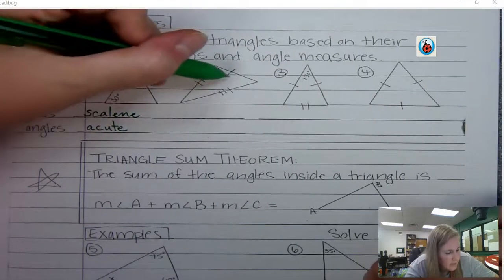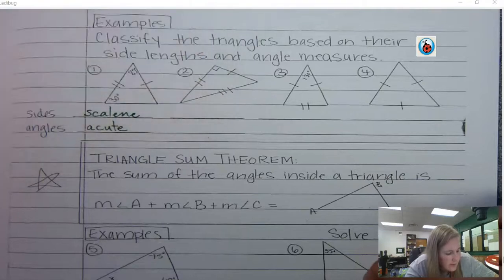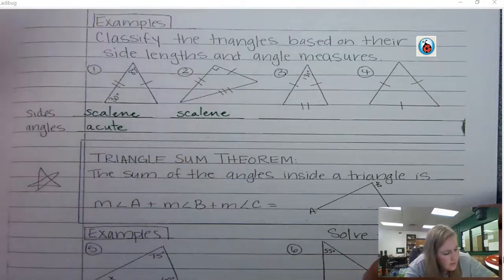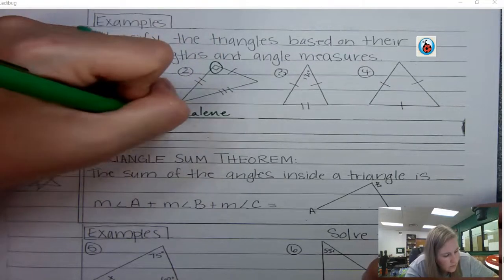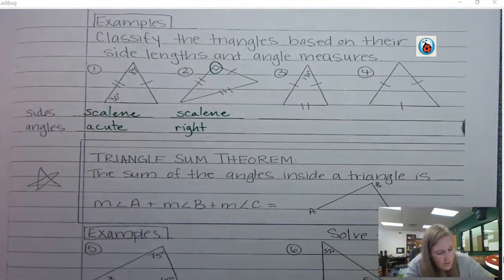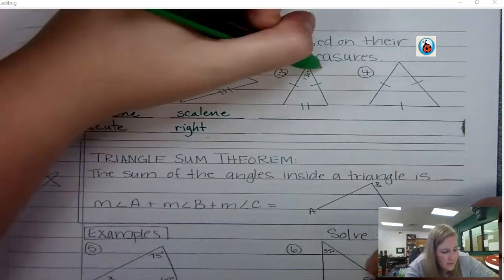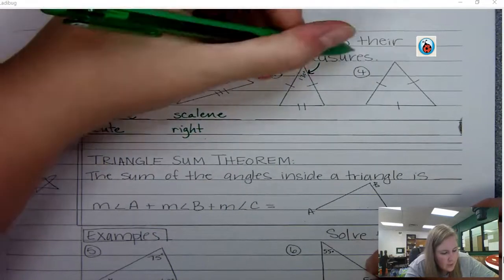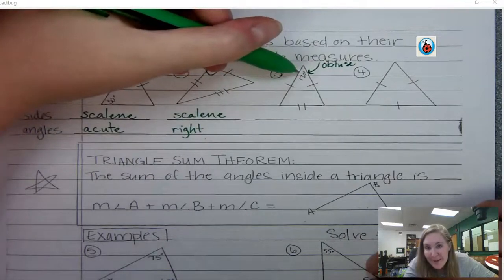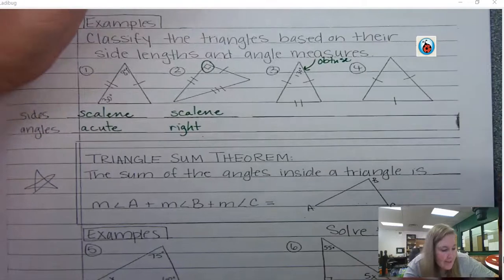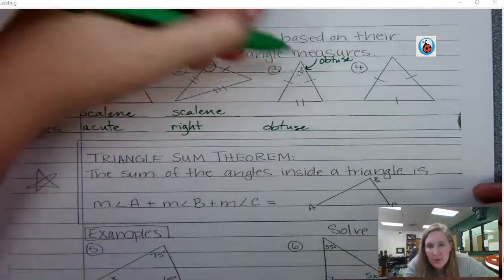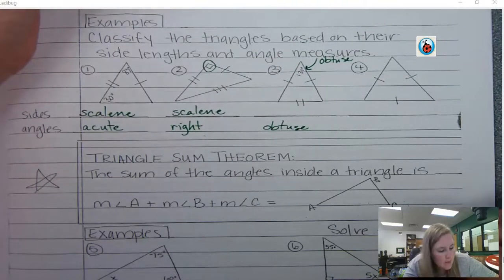Alright, right here, they all have different side lengths again. So this will again be scalene. And then we see this right angle. So it's a right triangle. This one is very confusing. Not drawn to scale. So it doesn't look obtuse at all, but it is. So under angles, we'll write obtuse because 130 degrees is greater than 90.